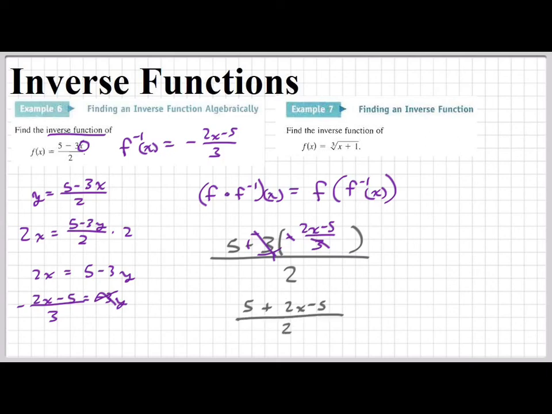And now what happens to those 5s? Those 5s add together and cancel out. And then we have 2x divided by 2. What do you get? x. If you get x, that means that f and f inverse are actually inverses of each other. So if you get an x at the end, that's what tells you that these functions are inverses. Now let's do the next one.